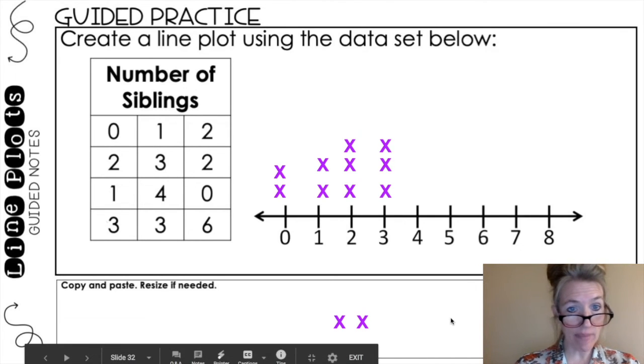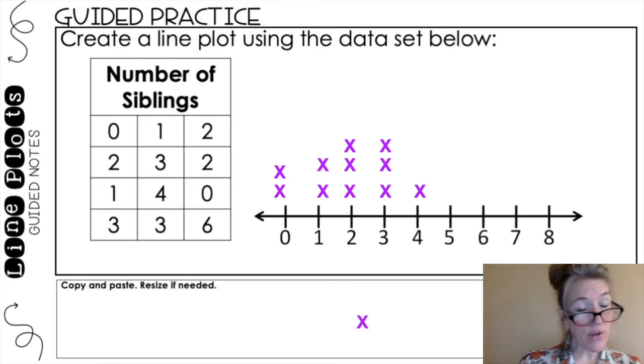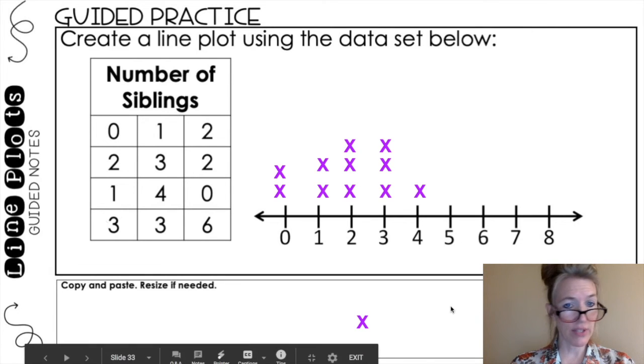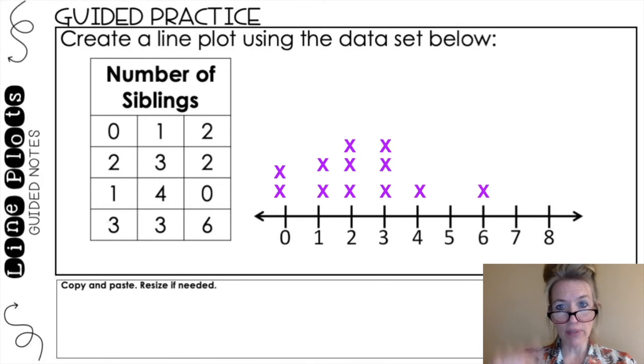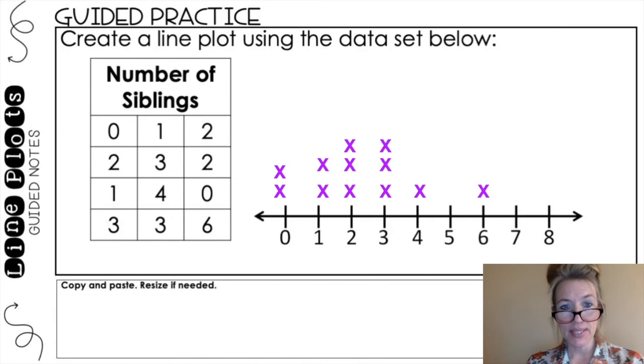I'm counting how many times 4 occurs. 4 occurs 1 time. I'm looking now for any 5s, and doesn't look like there's any 5, so I'm going to skip 5. So I'm going to count 6, and I've got 1 6, so I'm going to drop and drag my X over to the 6.